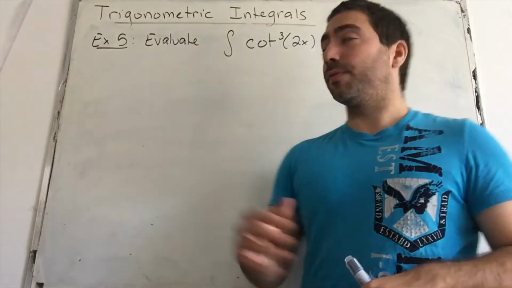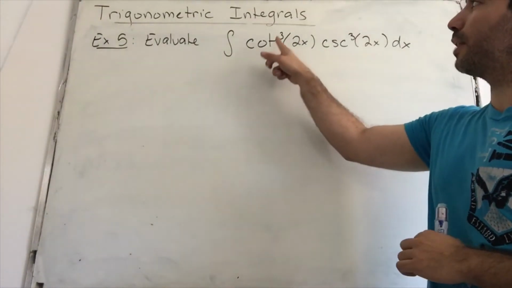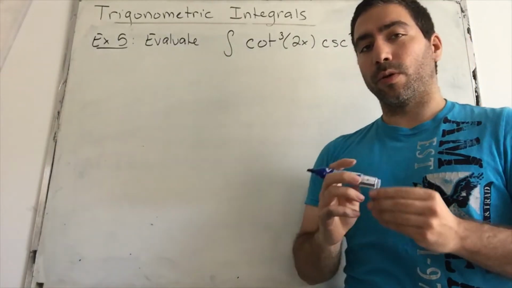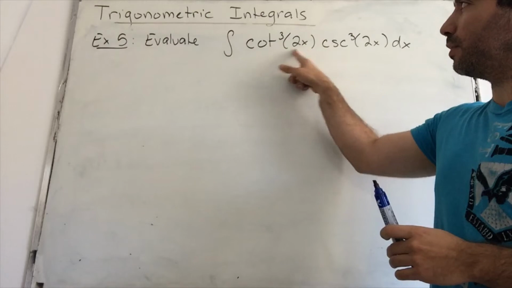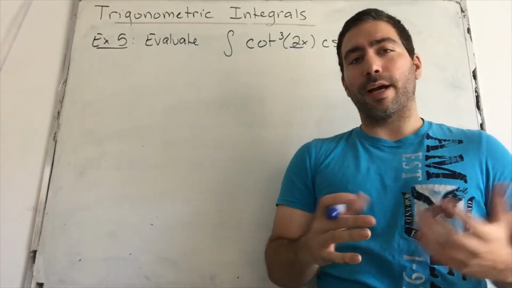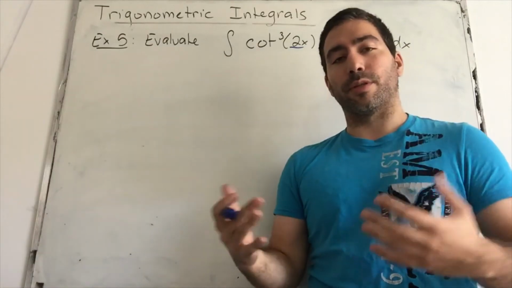So in our final example over here, it says to evaluate the integral of cotangent cubed 2x times cosecant cubed of 2x. So the first thing to notice is that the angles are different here. Instead of x, we have 2x. So the first thing I do right away, I get rid of it. I use a u substitution.